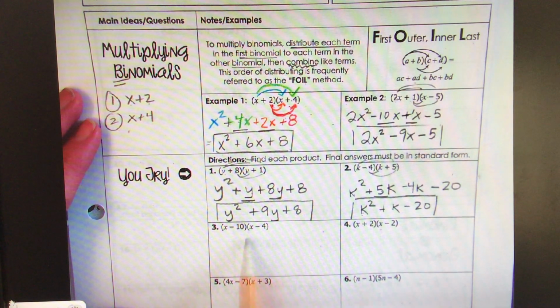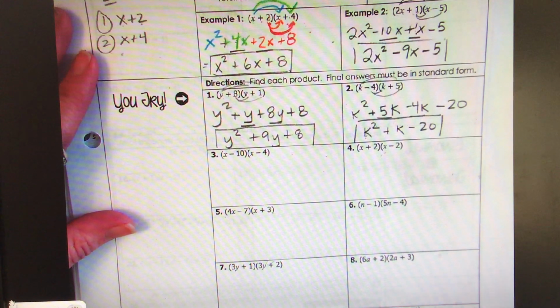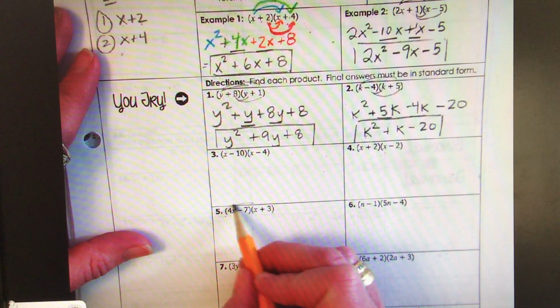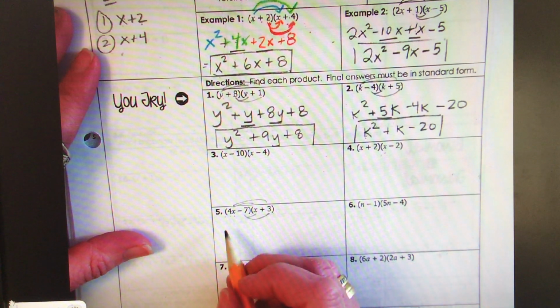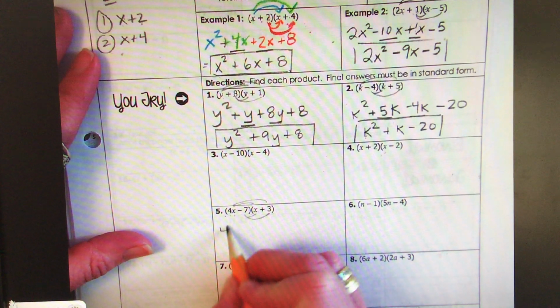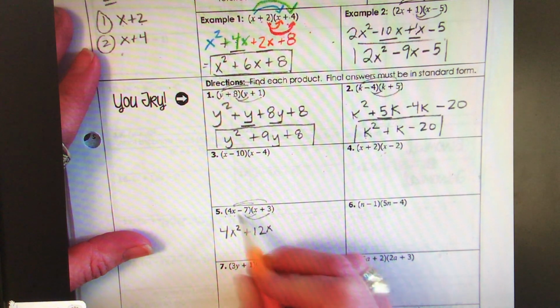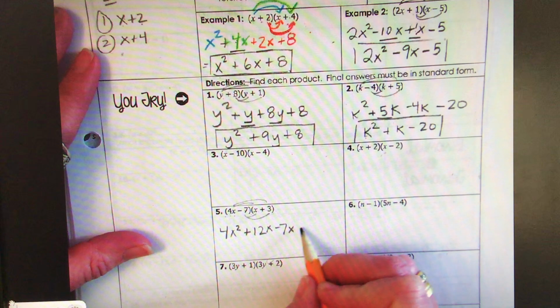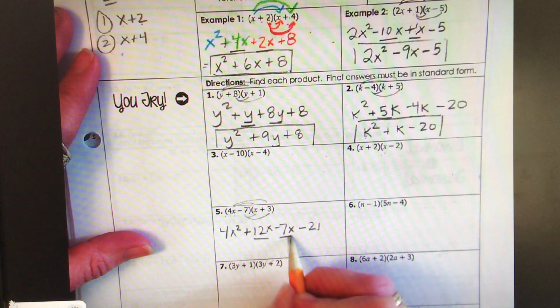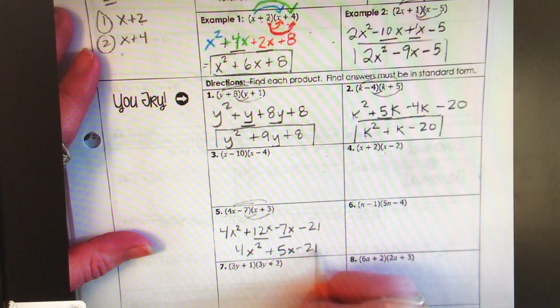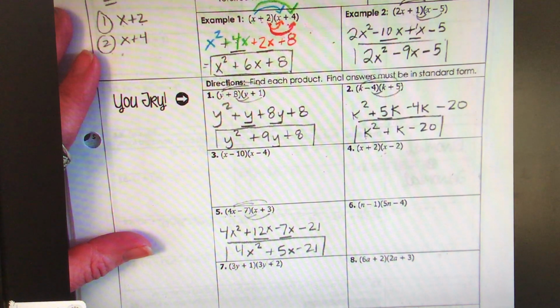Let's go ahead and skip down. So these are all pretty similar, but let's skip down to maybe number 5. I'm just going to scoot up a little bit. If I have number 5, because I have a leading coefficient here of 4, it might look a little different. Same process though, okay? So 4x times x is 4x squared plus 12x minus 7x minus 21. Combine: 4x squared plus 5x minus 21.